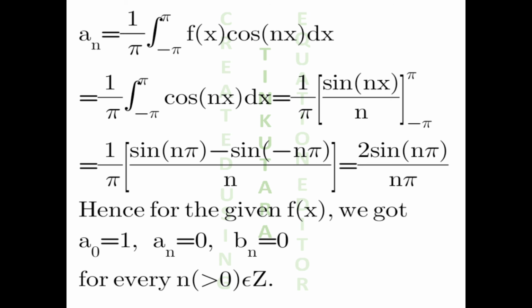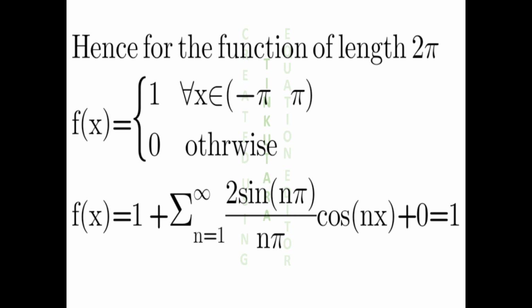So we know that a0 is equal to 1, an is equal to 0, and bn is equal to 0. So substituting all these values in the series, we can write f(x) is equal to 1 plus summation of 2 sin n pi divided by n pi into cos nx plus 0. Of course, as I told earlier, sin n pi is also 0. So both the terms in the sum will become 0, and we retain only 1. So here LHS f(x) is 1 in the interval minus pi to plus pi. So RHS is also 1. So this is the verification.